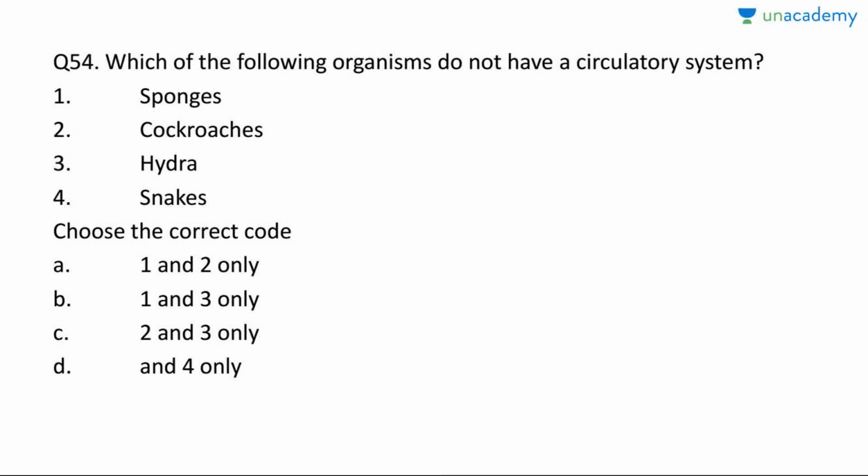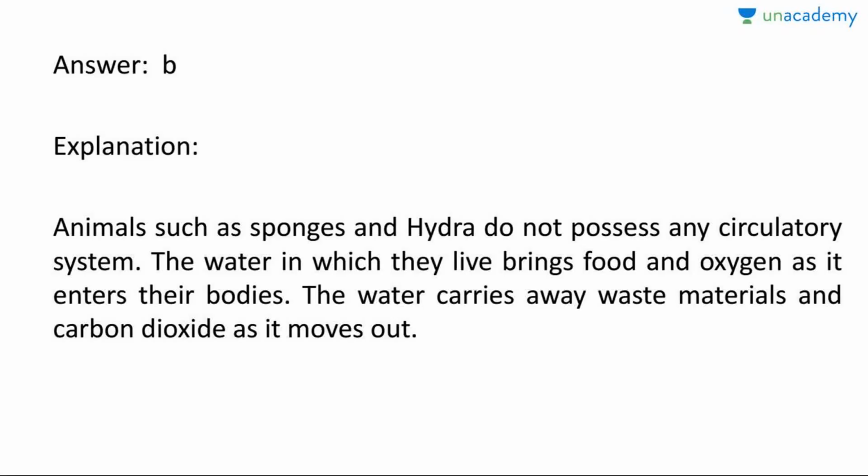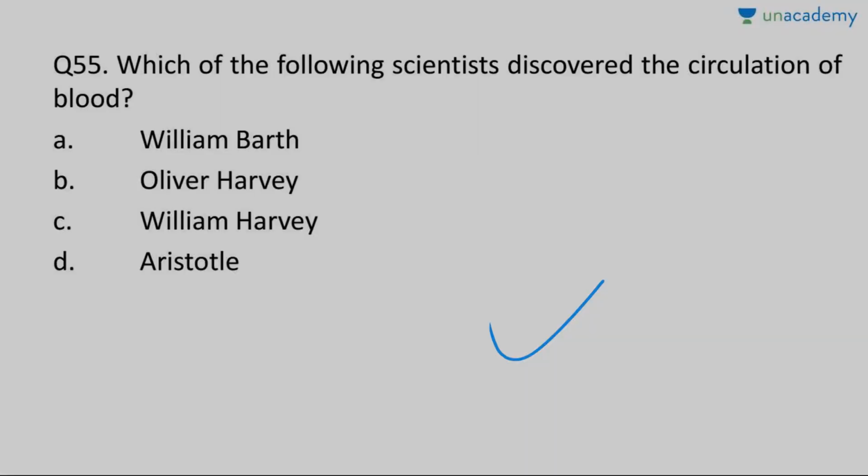Question number 54. Which of the following organisms do not have a circulatory system? Sponges do not have a circulatory system. Cockroach has a circulatory system. So the answer cannot be A or C. Hydra and snakes. So here the answer is B, that is 1 and 3. So sponges and hydra do not have a circulatory system. Animals such as sponges and hydra do not possess any circulatory system. The water in which they live brings food and oxygen as it enters their body, and the water carries away waste materials and carbon dioxide as it moves out.